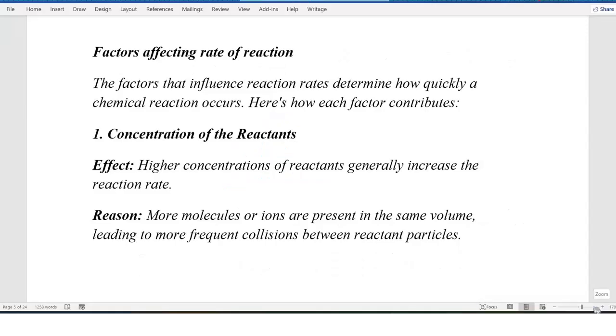Hello, dear colleagues. In this discussion, having looked at the rates of reaction and all those concepts that involve the rate of reaction, it is imperative that we look at the factors that affect the rate of the reaction. The factors that influence rate of reaction determine how quickly a chemical reaction occurs, and this is how each factor contributes.